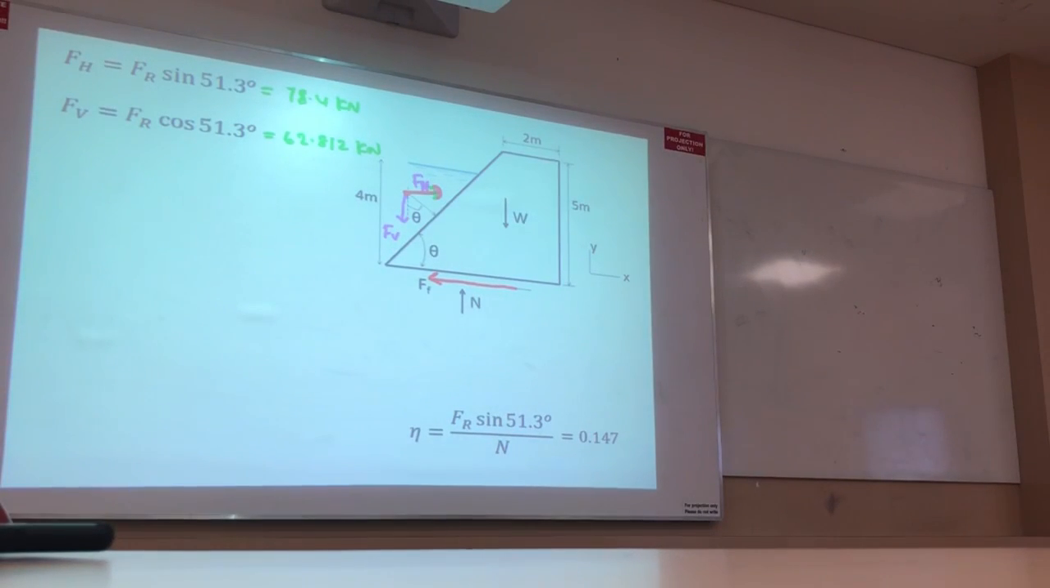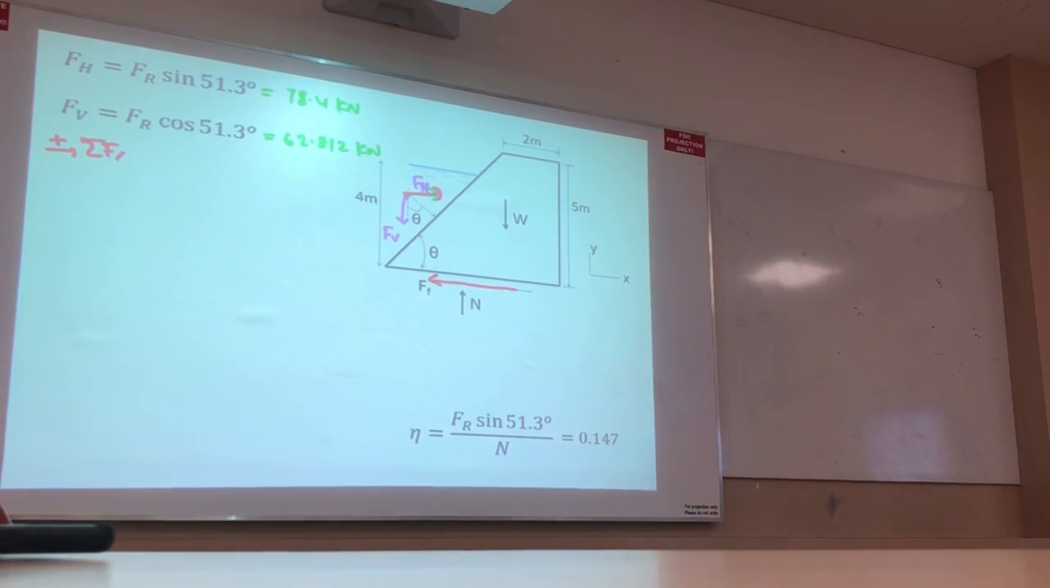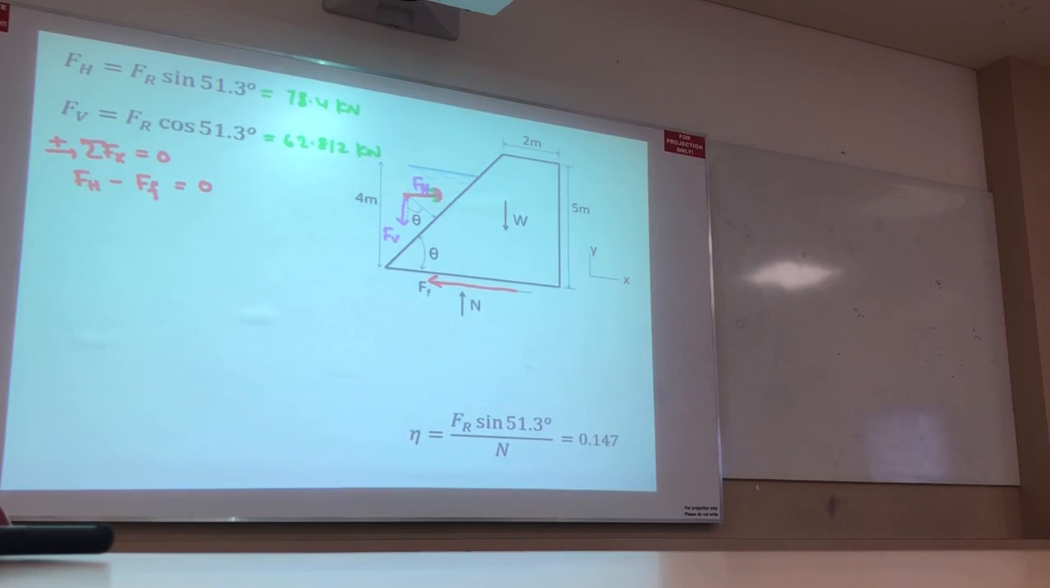So what is the force balance? Force balance tells me the summation of force in the x-axis is equivalent to 0. Then I can write FH minus the frictional force is equivalent to 0, right? What is the value of FH? 78.4, right? It is equivalent to the frictional force.